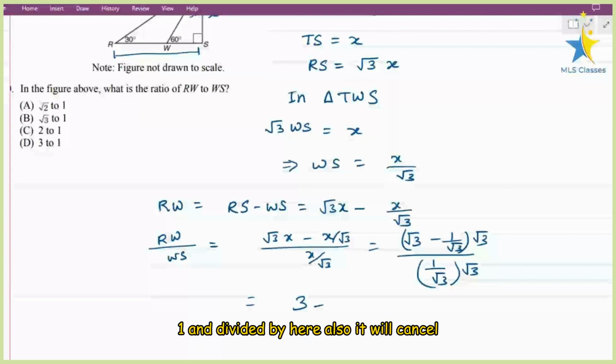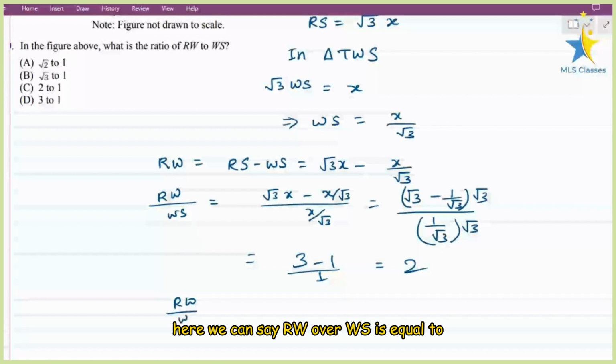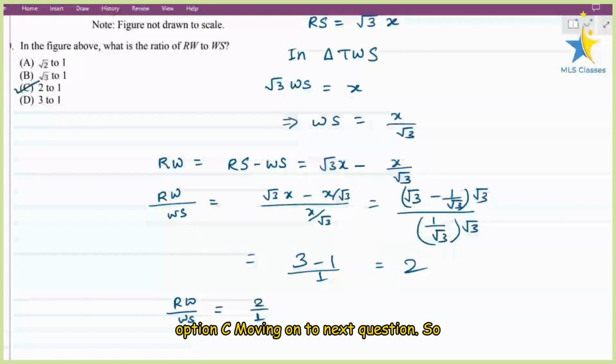So it's minus 1 and divided by, here also it is cancelled out. So we are simply getting 2. So from here we can say RW over WS is equal to 2 is to 1. So the answer will be option C. Moving on to next question.